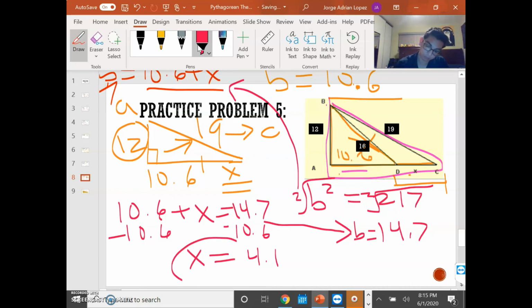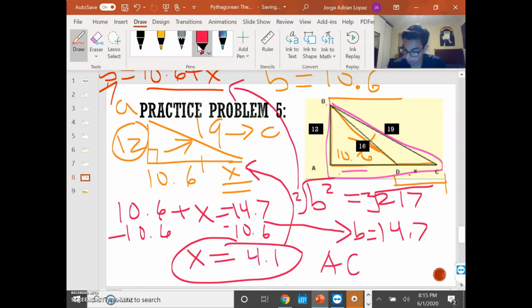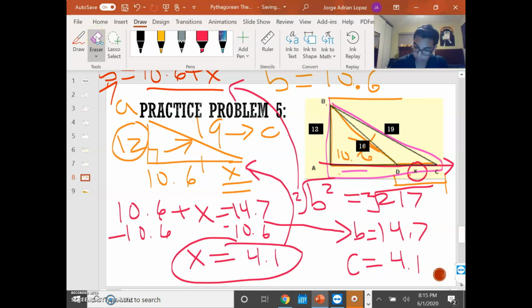Now, we have this x. And now we know what the whole side is equal to, 4.1, right? Which is this part. Alright? So, how do we check? How do we check that AC is equal to, actually no, AC is not equal to 4.1. Sorry. I didn't catch myself. DC is equal to 4.1. And now we know that A to D is 10.6, D to C is 4.1, and now we add that up. So if we add that up, what would it be?